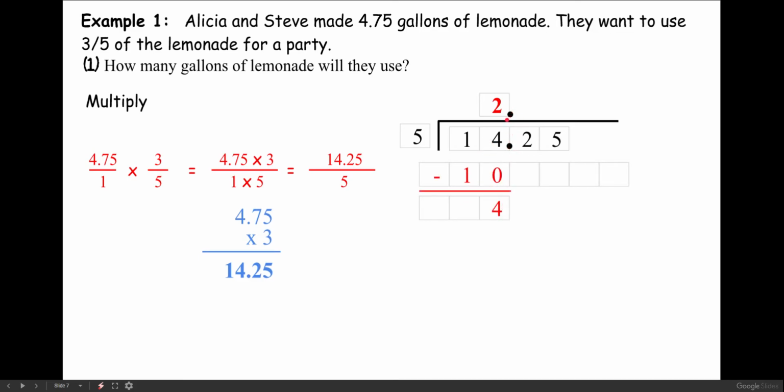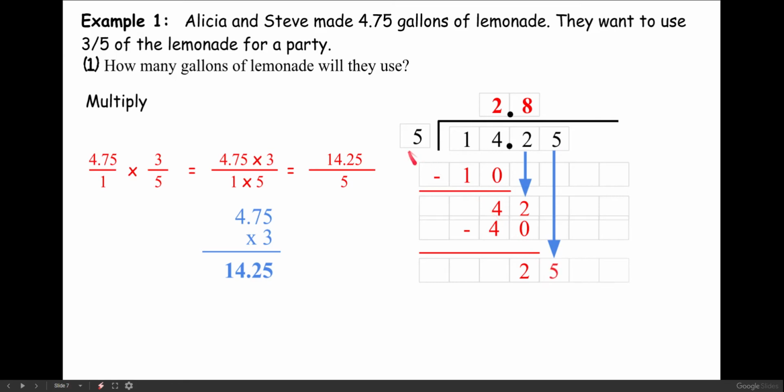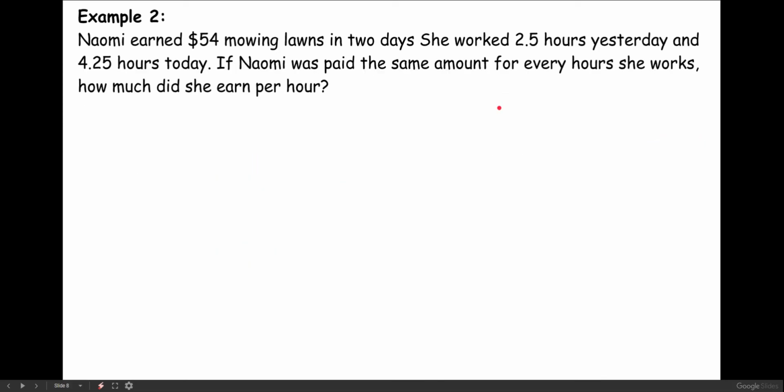I bring my decimal straight up, by the way. And then I'm going to bring down the 2. Now, how many times 5 go into 42? Well, it goes in 8 times, and 5 times 8 is 40. And you're left with 2. And then you bring down the 5. And how many times 5 go into 25? 5 times, of course. And 5 times 5 is 25. Subtract that, you're left with 0 remainder, so you don't have to keep adding zeros. And 2.85 was the answer that we got before. So that is another way of doing this if you want to go about it that way.